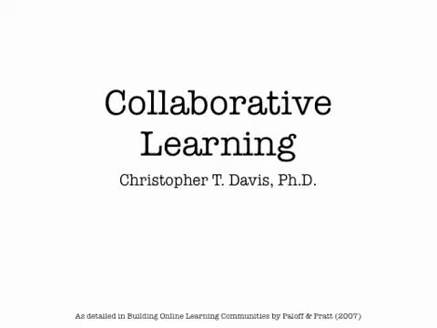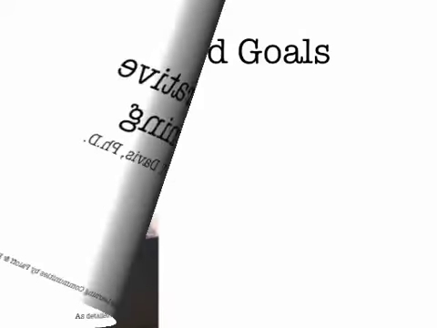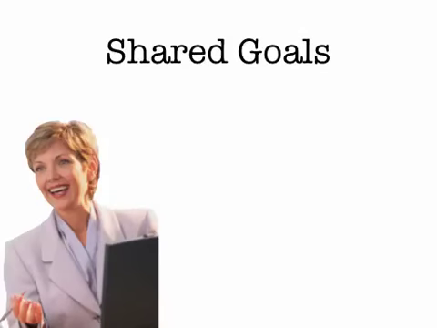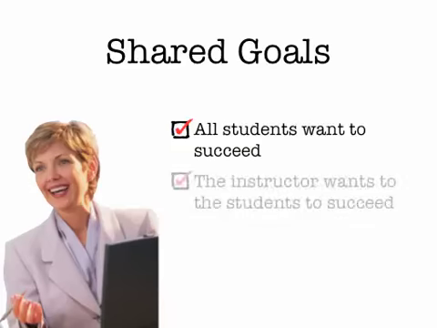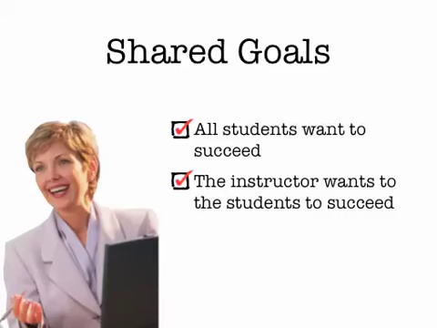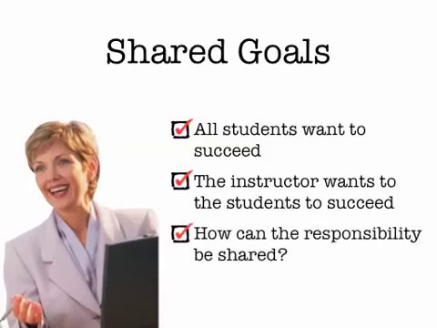Collaborative learning as detailed by Paloff and Pratt. Collaborative learning basically operates on a concept of shared goals. All students inherently want to succeed, and their instructor wants their students to succeed. So by playing these two off of each other, we can start to create some collaborative learning activities inside the classroom. So how can this responsibility be shared between teacher and student for student success?